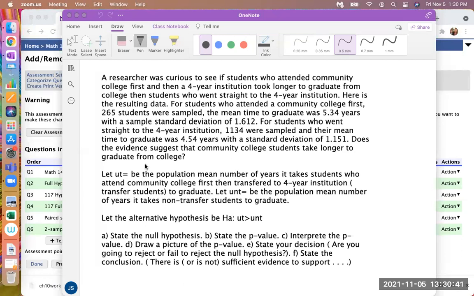Class, this is number 6 on the chapter 10 practice test. Let me share my screen. So this one was an essay type of question.